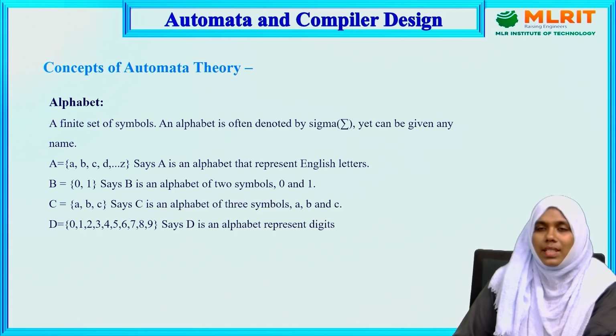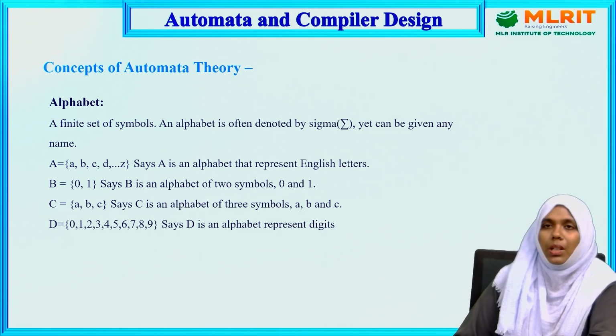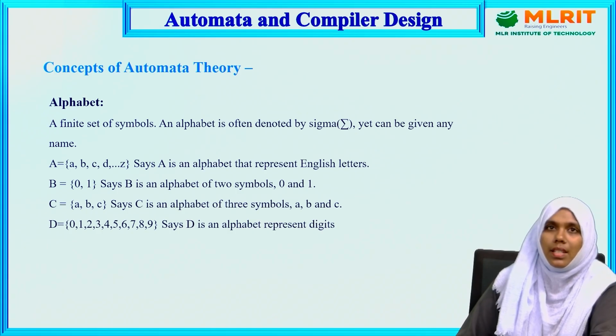So first we discuss the alphabet. What is the use of the alphabet? You can see the definition here. What is the meaning of the alphabet? The alphabet is nothing but a finite set of symbols, and the alphabet is often denoted as sigma.